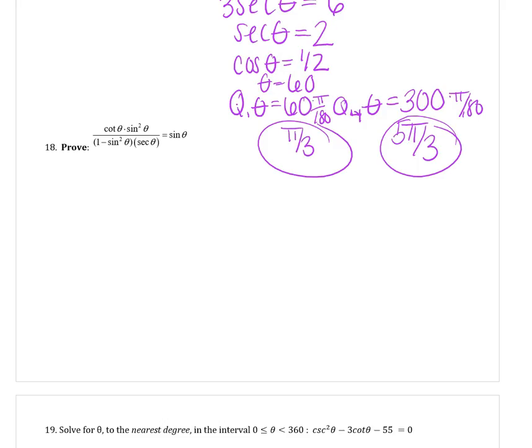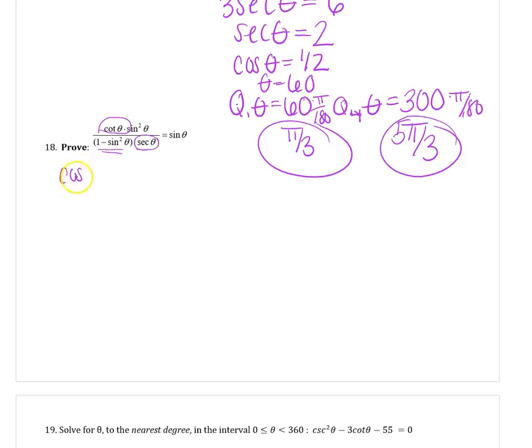All right, here we are. We got another proof to do. I've got cotangent of theta times sine squared of theta, and so on, equals sine of theta. Okay. I'm noticing I have some identity stuff in here. 1 minus sine squared of theta. I also notice I have a cotangent. I can rewrite that in terms of sines and cosines. I can also rewrite that in terms of cosine. So let's just start putting some substitutions in.